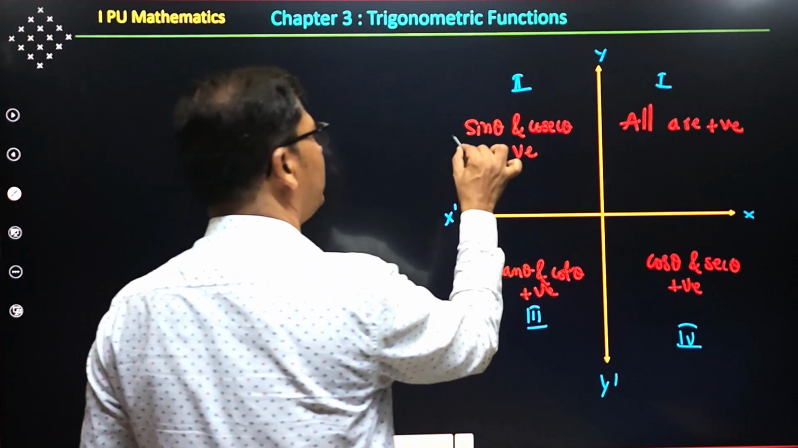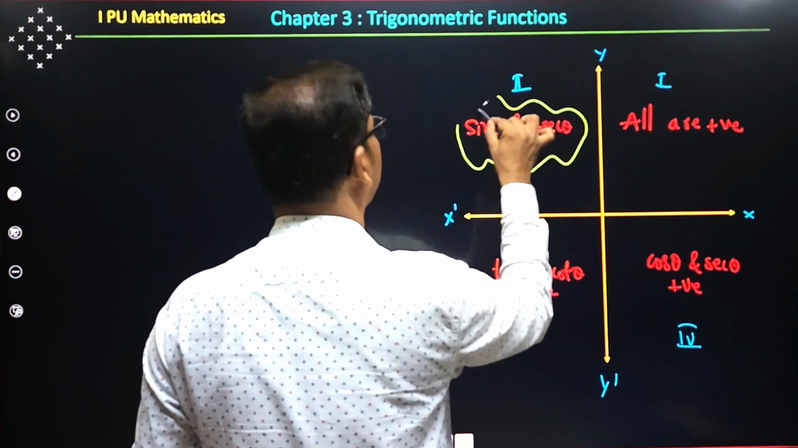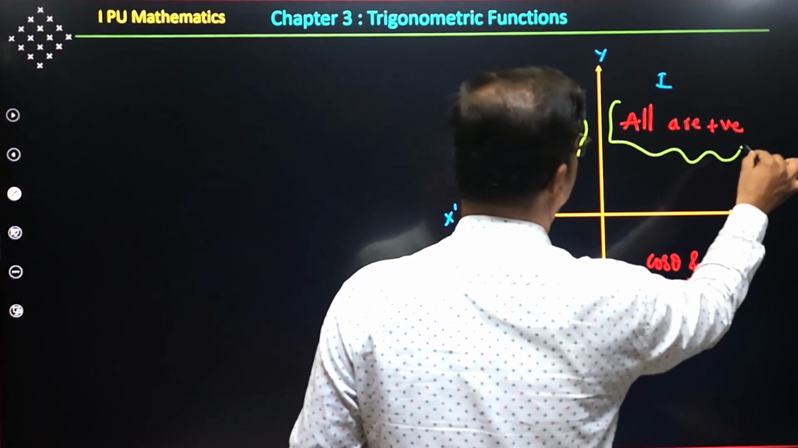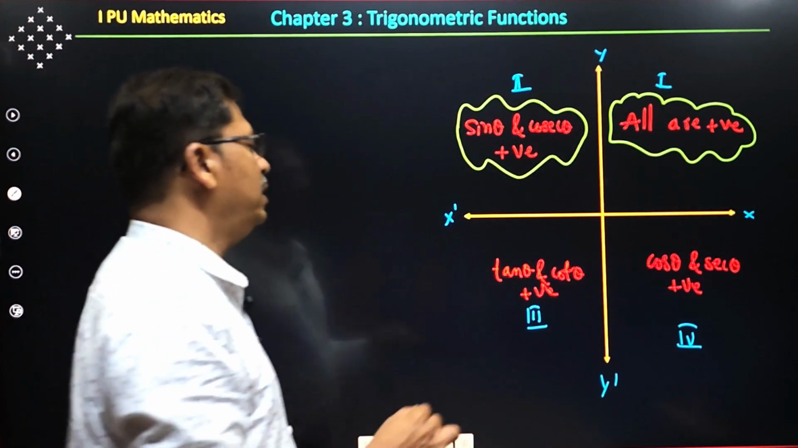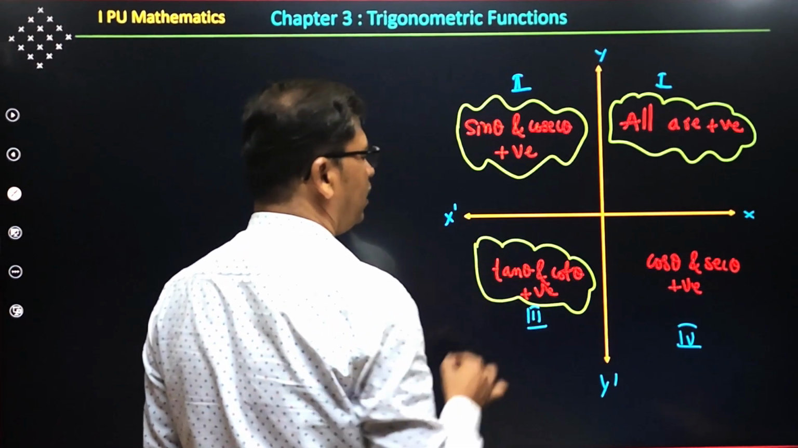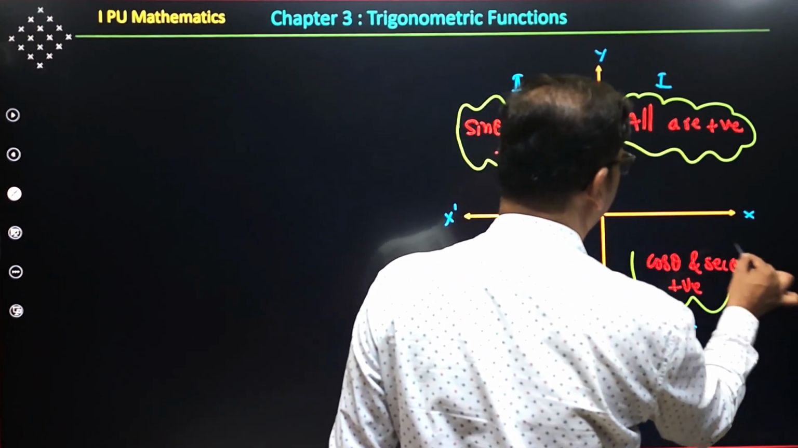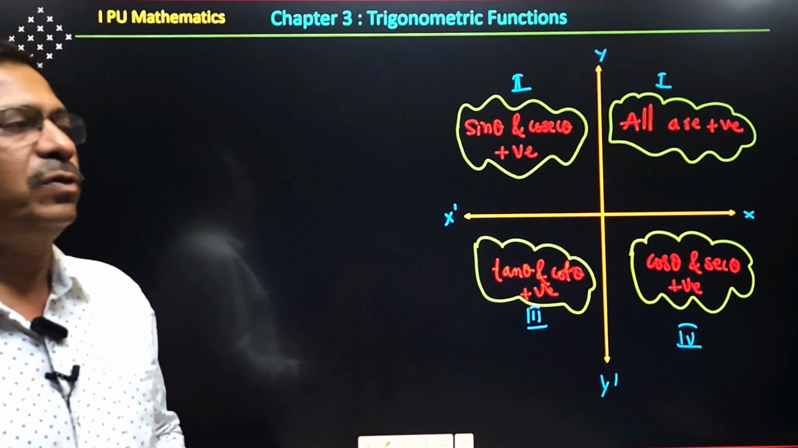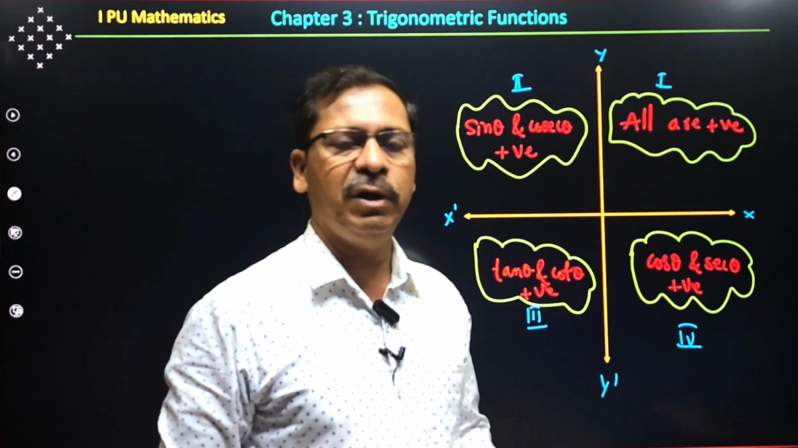See, this is the scenario: in the first quadrant, all are positive. In the third quadrant, tan theta and cot theta are positive. In the fourth quadrant, cos theta and sec theta are positive. Remaining negative.